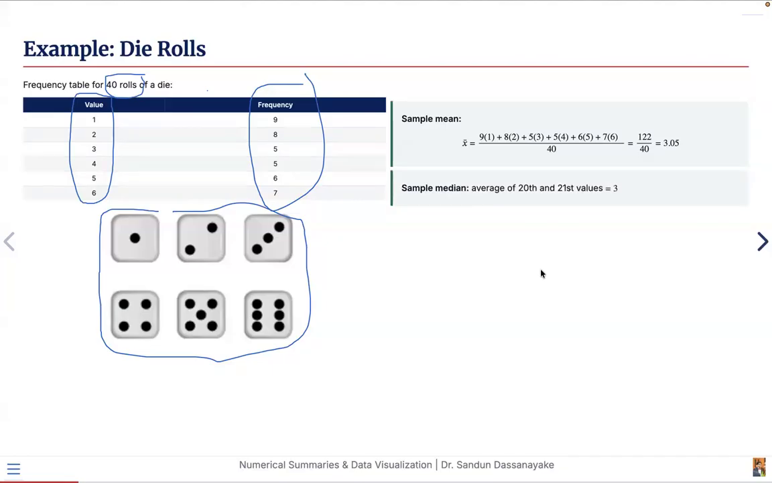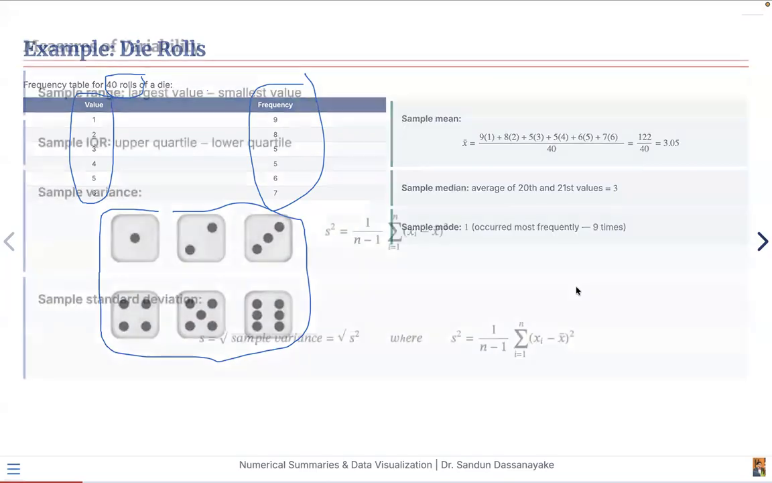Now, the sample median is the average of the 20th and 21st values. Because you have 40 rolls of the die, 40 plus 1 is 41, and divided by 2, we get 20.5. Because of that, it's the median value between the 20th and 21st values, added up and averaged. The sample mode is the value with the highest frequency. So the number 1 is appearing 9 times here, and because of that, it is the sample mode. The mode is 1.